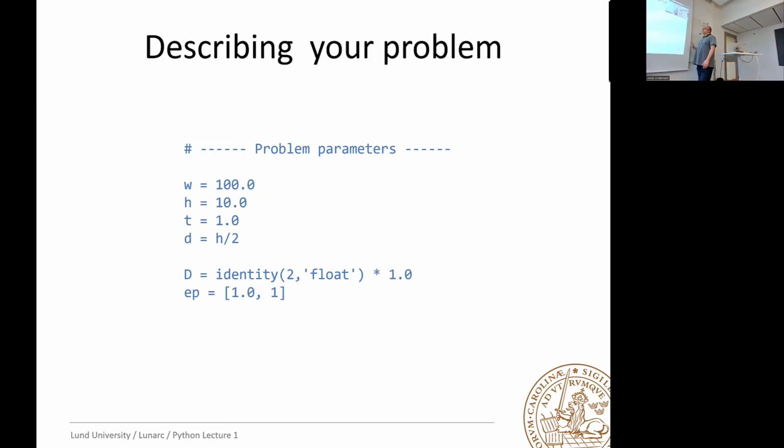As this will be a parametric problem, we will define some parameters here. So we make the entire problem 100 meters wide, the height 10 meters, and the thickness of this spot that's going down here will be 1.0. And then we'll define the depth here as height divided by 2. We can of course change this any way we like. We define some parameter properties.